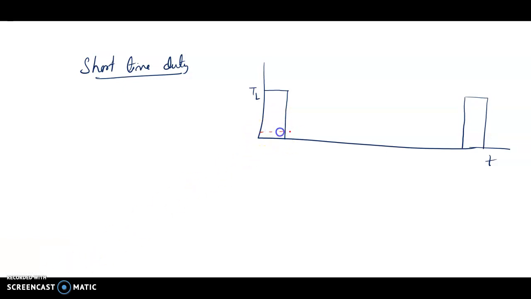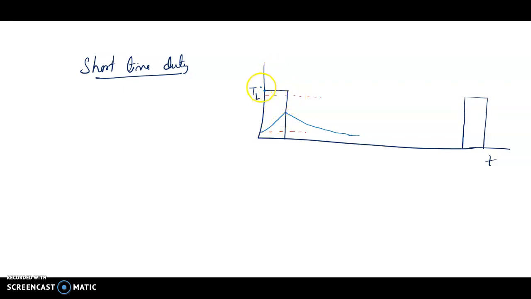Let us say this is the ambient temperature, and this is the final, steady state temperature the machine would have. Now, when we run it for a very short time, it starts at the ambient temperature and rises to a certain value. Then, when we switch it off, it cools very slowly and settles to the ambient temperature. So even though we are overloading with TL, the temperature will not exceed the rated value.